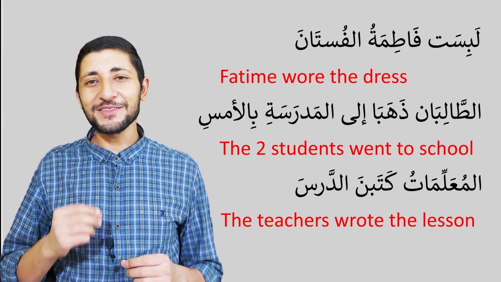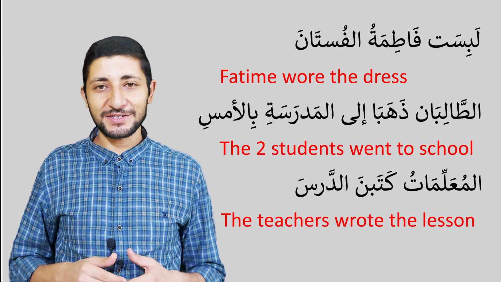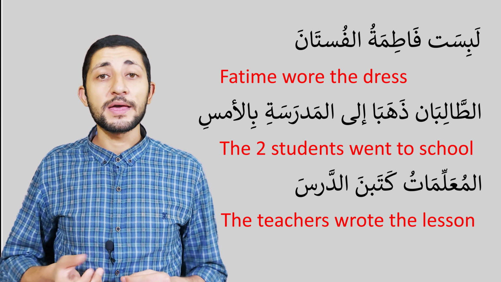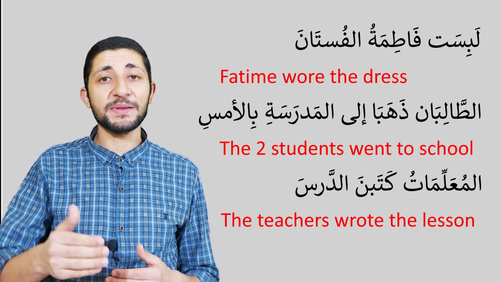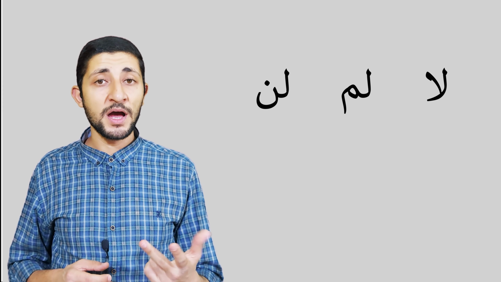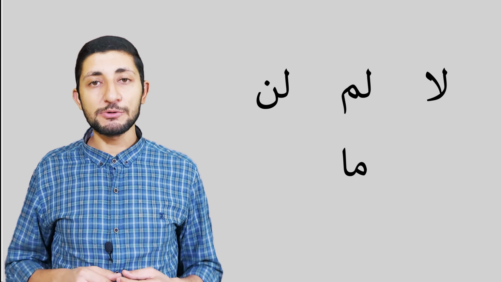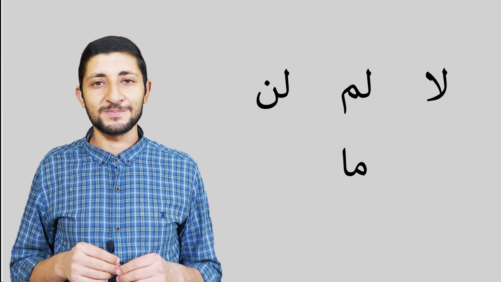So today we learned how to negate a verbal sentence, a verb I mean, whether it's happening right now, in the past, or is yet to happen in the future. We said that these three prepositions, لا, لم, and لن, are used with present verbs, and only ما is used with past verbs.